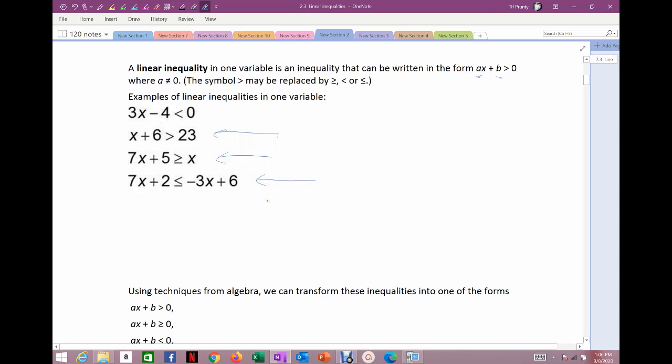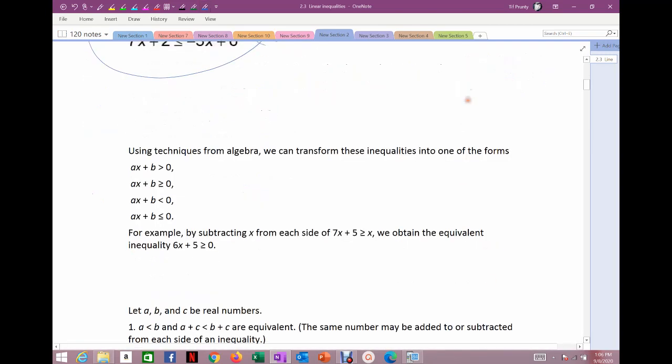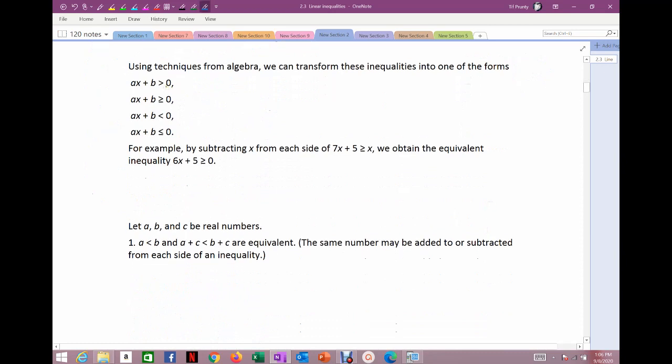And we'll talk about how we manipulate these expressions. It's the same stuff that we did with equations, except for one extra thing that you have to know about inequalities. But all of these, if I manipulate them algebraically, I can put them in this form: one x term, one constant term, and I can set it to 0. Again, in one of these forms: greater than 0, greater than or equal to 0, less than 0, less than or equal to 0, and so on.